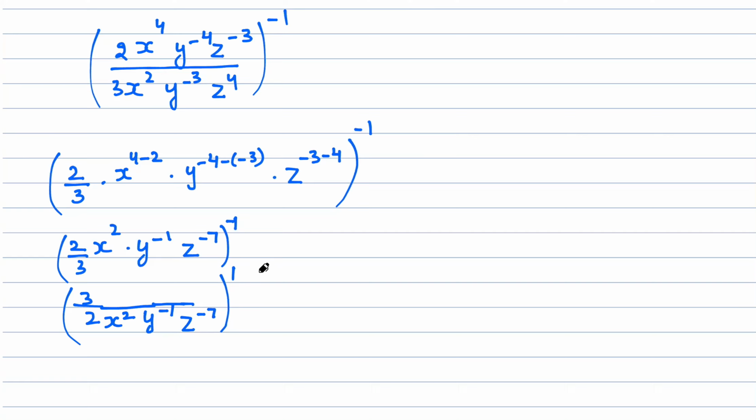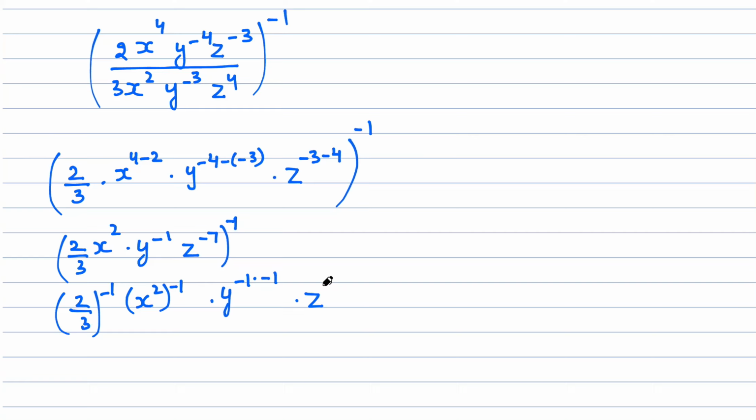Now don't you think it's a little bit tricky? We may make mistakes. So it's better if you first give the power to individual terms, right? Like 2 by 3, 2 to the power negative 1, x squared to the power negative 1, then y to the power negative 1 times negative 1, then z to the power negative 7 times negative 1. I mean, that is totally your wish. How you are comfortable, which property you want to apply first, which property you want to apply second. So that will be 3 by 2.